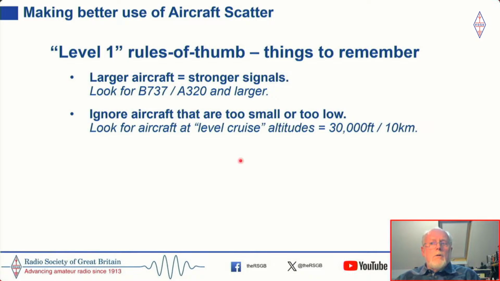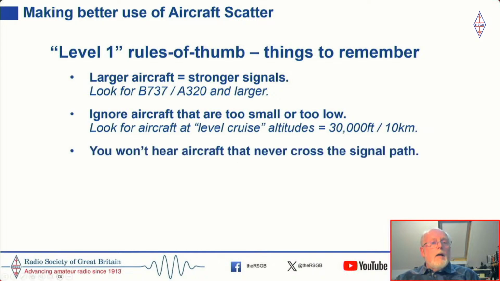Oh yeah, ignore military aircraft except for large freighters, because other military aircraft tend to be too small, too fast, and actually trying very hard to be totally invisible to radio signals. So they're not going to help you. And finally, an aircraft that never crosses the signal path under any circumstances, is not flying up on any connected route. You won't hear anything from that. Just ignore that completely.